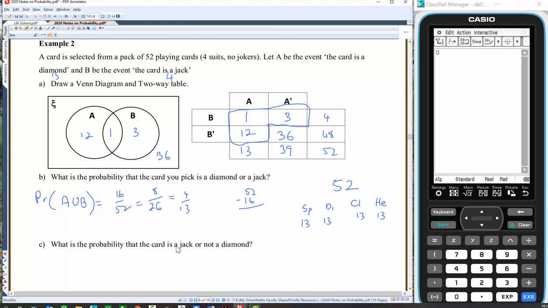What's the probability that the card is a jack or not diamond? The probability that it is a jack or not diamond, not A. So that's the probability of not A or B. All right, so what does this one represent? Well, to be honest, I really don't know. Okay, and how am I going to find out? Let's go and shade the Venn. The first thing I'm going to do is shade not A, which is that and that.